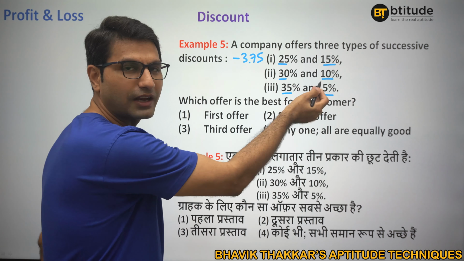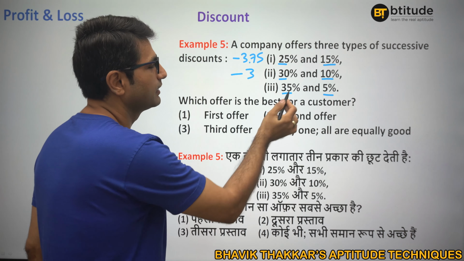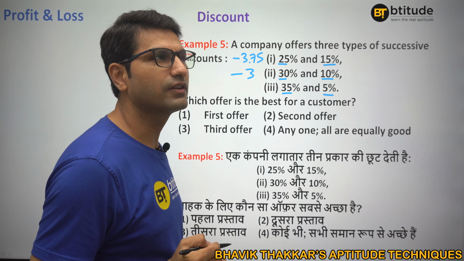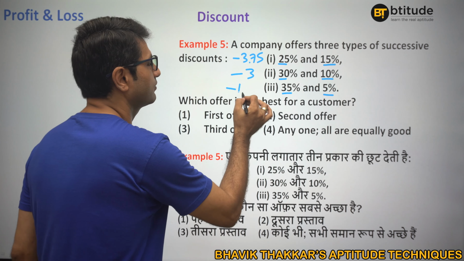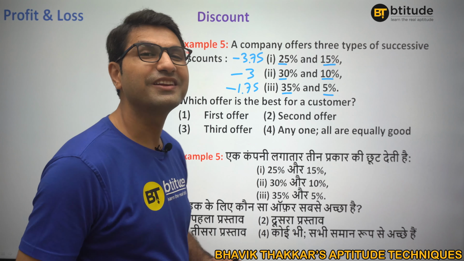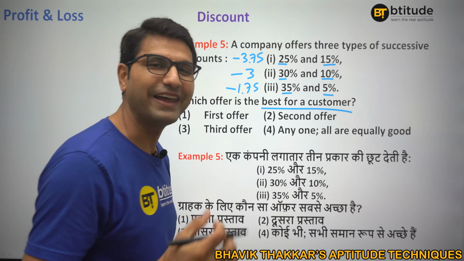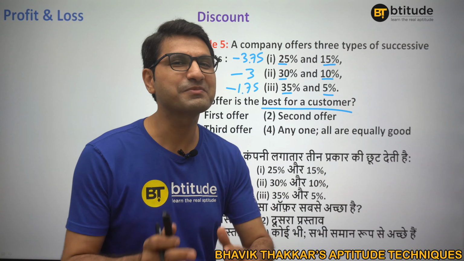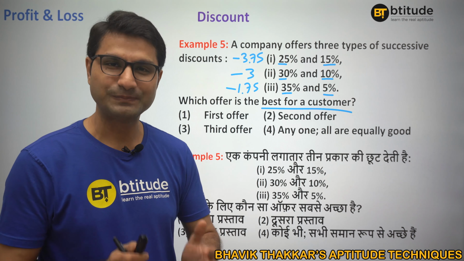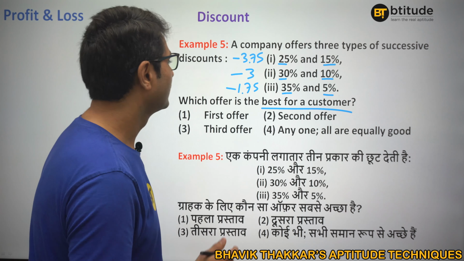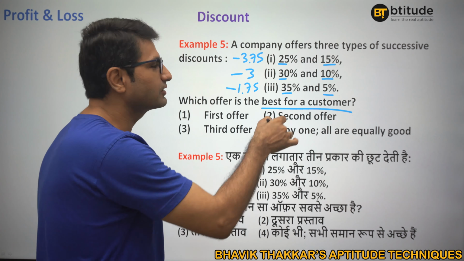Here it is 10% of 30, minus 3. Here it is 35 into 5 is 175, 1.75. So minus 1.75. So which one is the best for the customer, right? That's what you have to decide. Where is the customer getting the most discount, the highest discount? Obviously, where is the highest? In all 3 it is 40 minus.